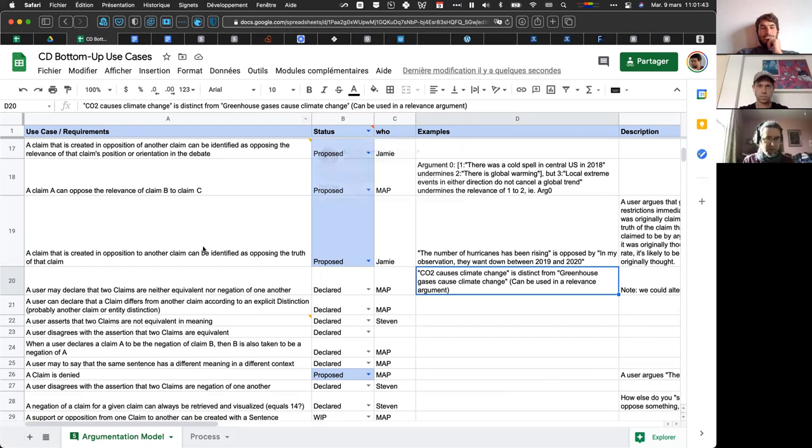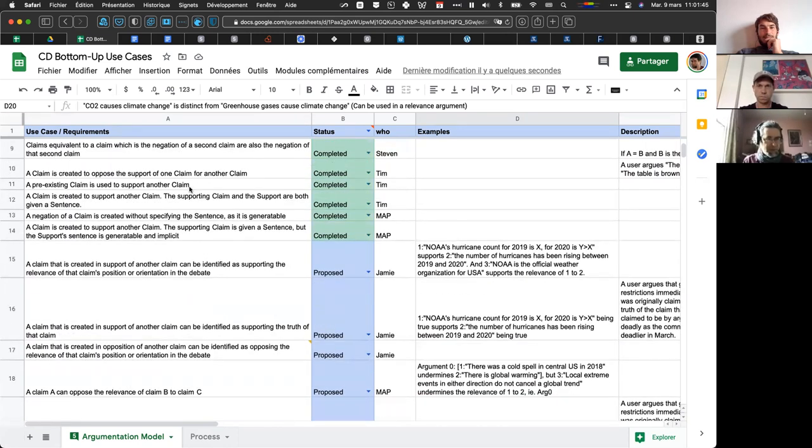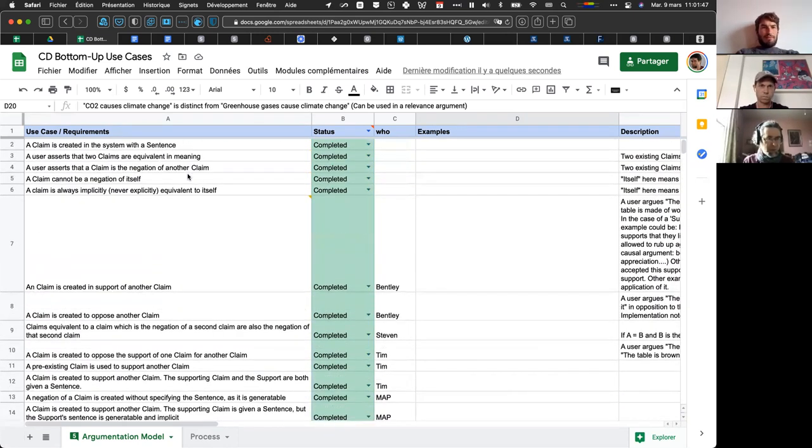Do we have the equivalence? I think it was very early. Yeah. Two claims are equivalent in meaning. It was here.